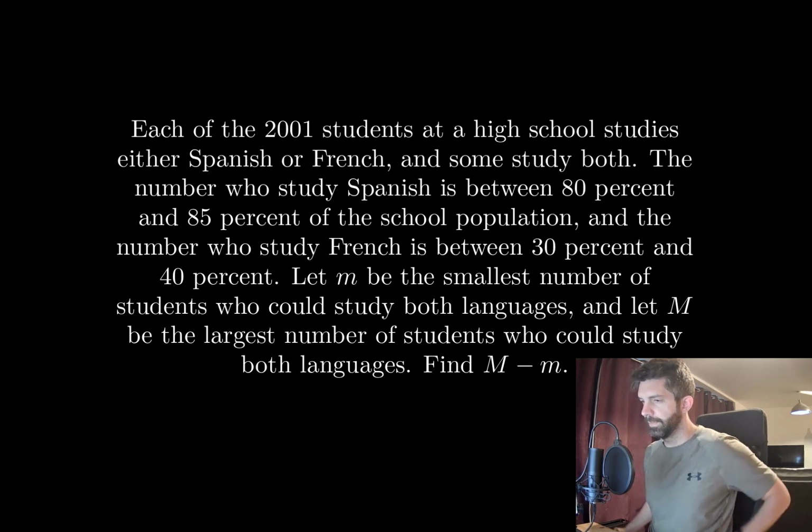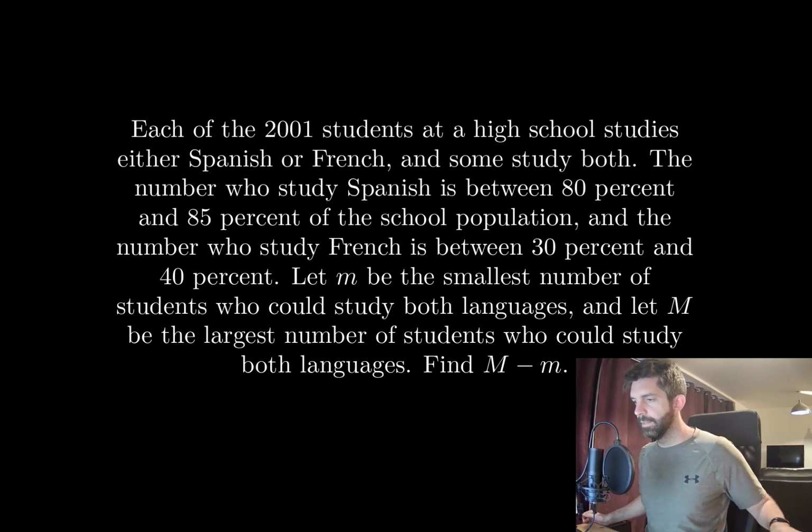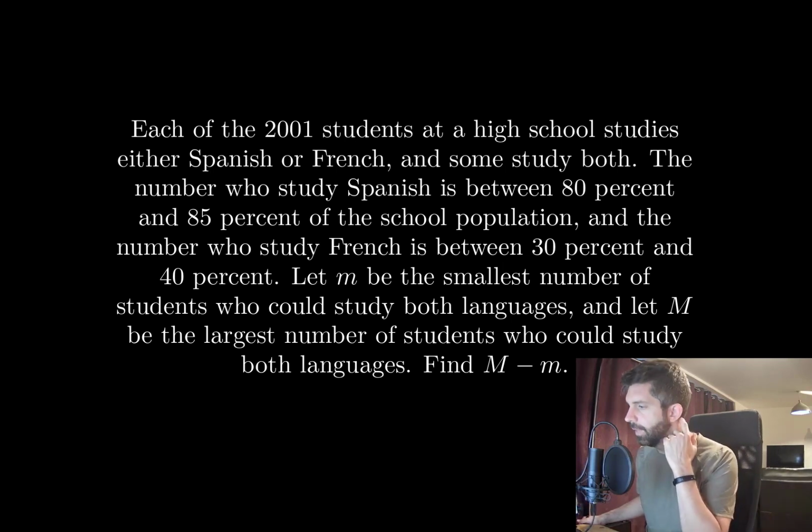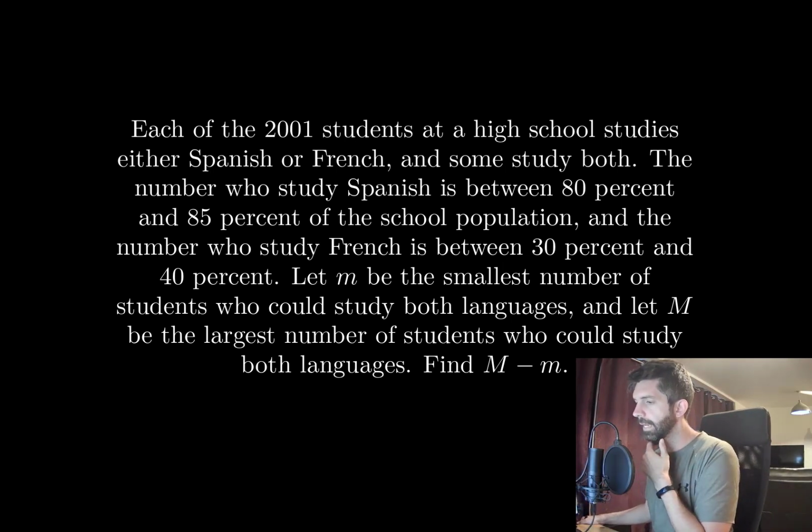So the naive thing to do here would be to take the 80 to 85% of students that study Spanish and say that all the students who study French also study Spanish. The problem is that you're left with 15% of the students who don't study a language, which is against the rules. Oh, this is just like an overlapping of intervals, is it not?